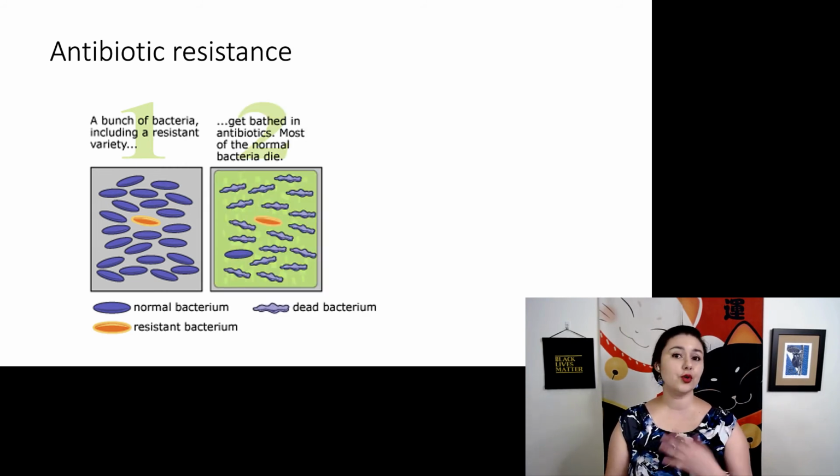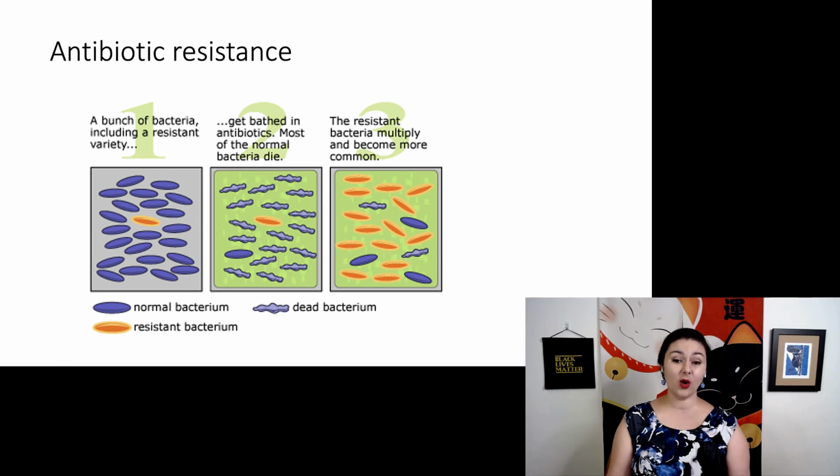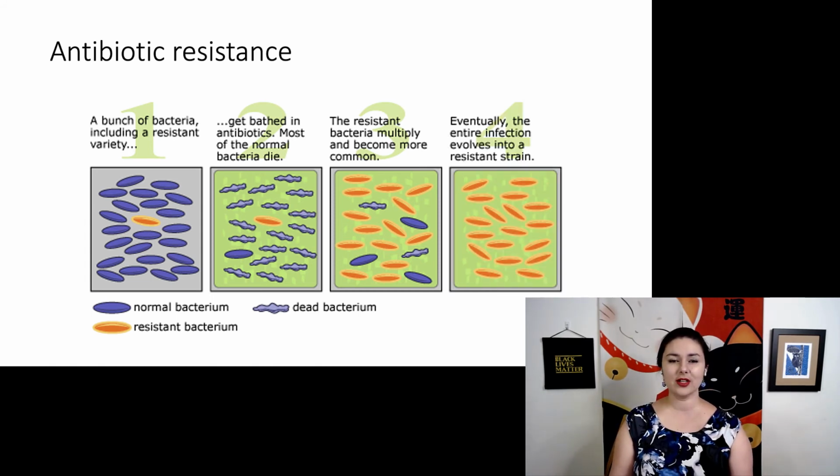So if you have a normal population of bacteria, you treat them with antibiotics, most of them will die. But it's the ones that survive that you have to watch out for, because now you've just killed off most of them, and now there's a wide world for the ones who are already resistant to multiply, and now the entire strain can very easily become antibiotic resistant.